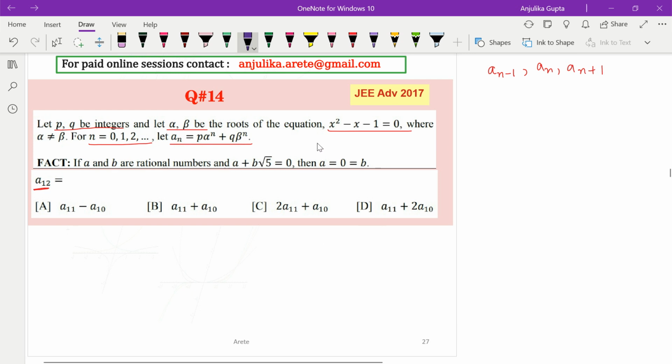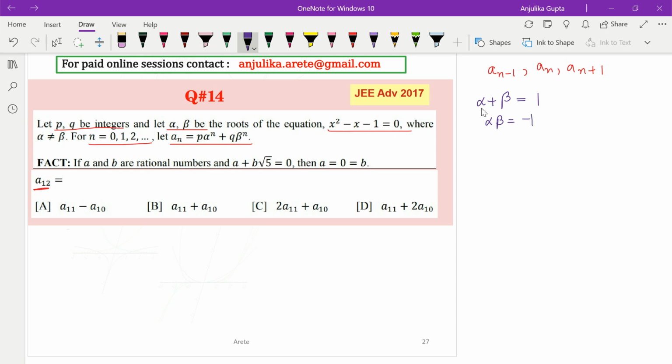Okay, now what do I know? See, alpha and beta are roots of this equation. So what all do you know once you know that? Of course, you can figure out what alpha and beta are, because you can solve this equation. What else? Alpha plus beta is negative b by a, so in this case it is 1. And what's the product alpha beta? c by a, you have learned, right? So in this case it is minus 1.